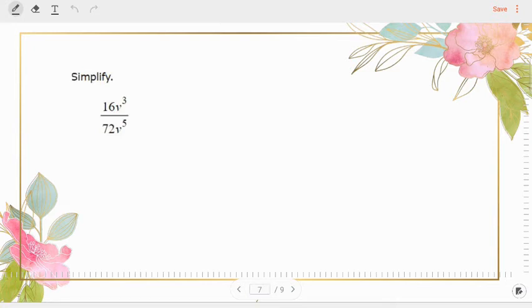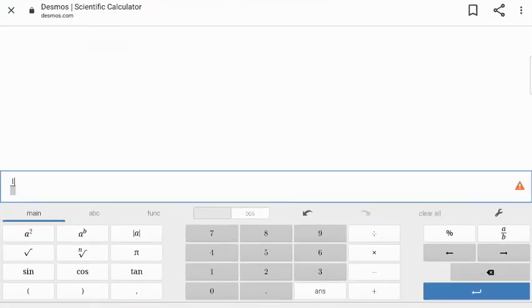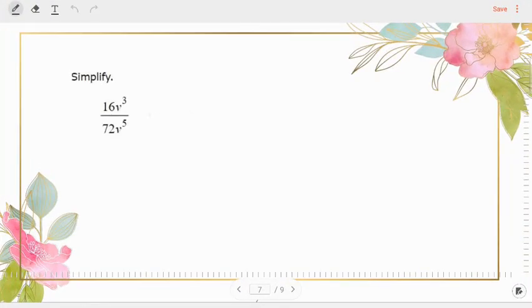Remember that 16 over 72, I can simplify using my calculator. They both have a factor of 8, so it should simplify to 2 over 9. 16 split into 2 times 8, and 72 simplified to 8 times 9, and my common factors of 8 canceled each other out. So 2 over 9, or we can use our handy dandy calculator.